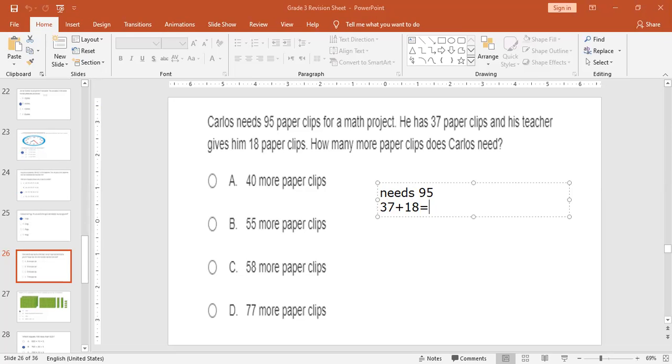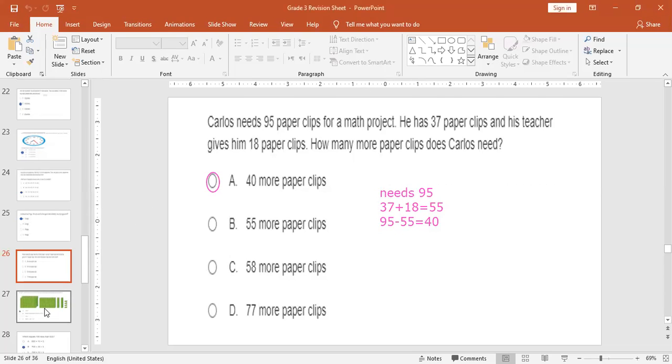So 37 plus 18 equals what? Equals 55. And he needs how many? He needs 95. So 95 minus 55 is what? 95 minus 55 is 40. Okay, so the answer is 40 more paper clips. I will go draw it here. 40 more paper clips. Let's continue.